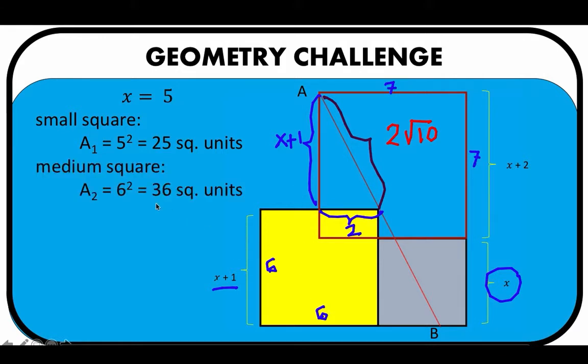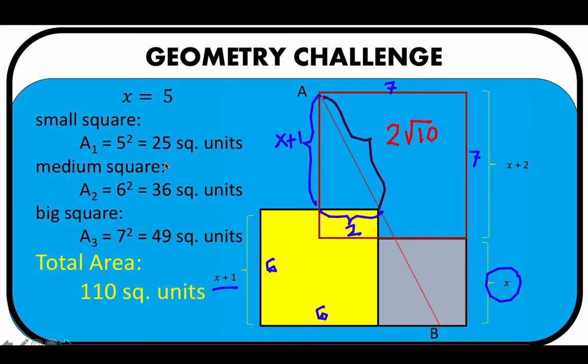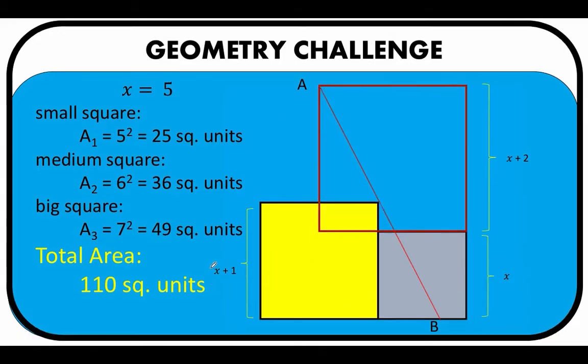So therefore, the area now of the medium square is 6 squared equals 36 square units, and the area of the largest square is 7 squared or 49 square units. For the total area, we get the sum of 25 plus 36 plus 49 square units to get 110 square units as the sum of the areas of these three squares. Now, at this point, if we interpret the question, what is the area of the three squares, to be the area of the three squares separately, without considering this overlap, then the total area is 110 square units.